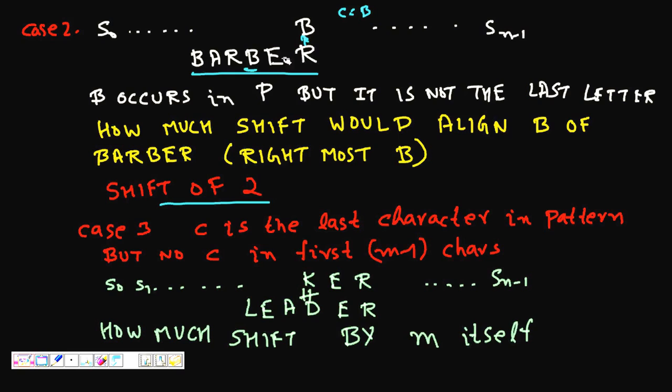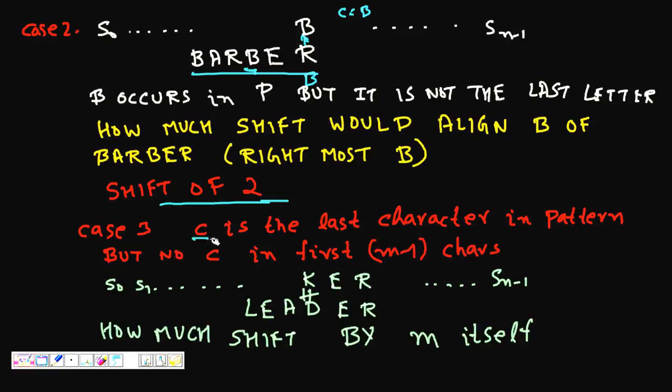So we try to match if this B is present in the pattern barber. We will align the rightmost B in the pattern to this B. So we will have a shift of 2 so that this B now comes under this B. This makes a shift of 2. Again, it is good enough, better than a shift of one.